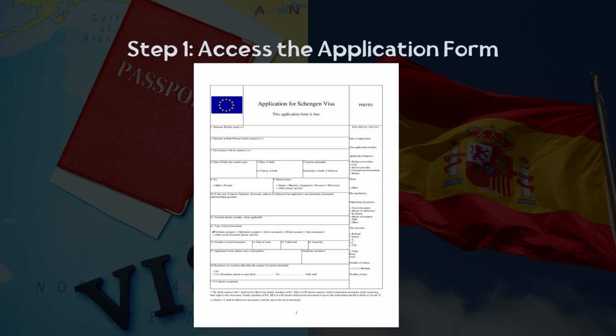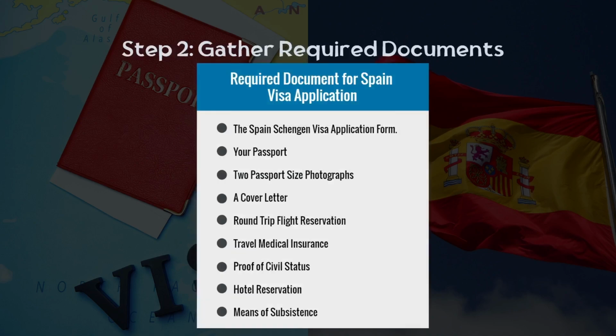Step 2. Gather required information. Next, collect all the necessary documents as per the checklist provided on the website. Remember, all documents must be translated into Spanish and notarized, as the Spanish embassy in your country will not accept documents in any other language.